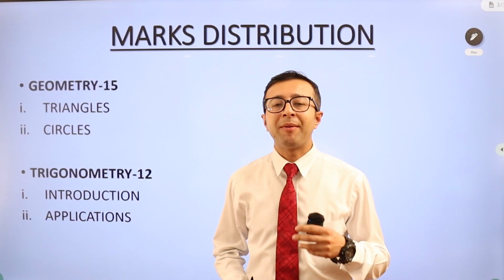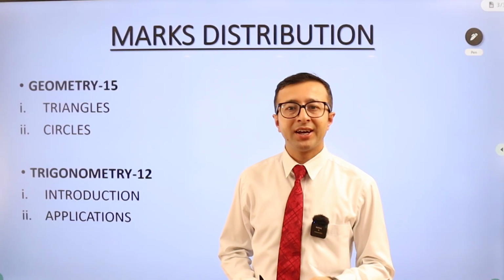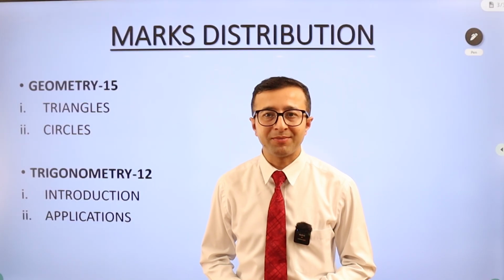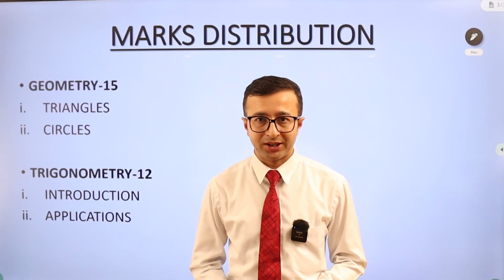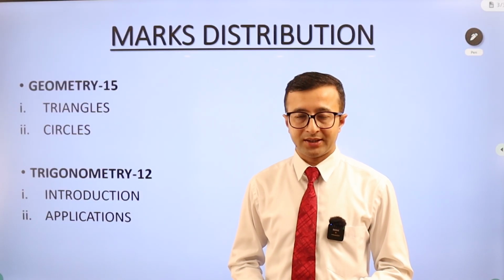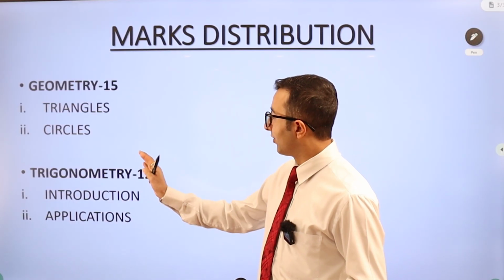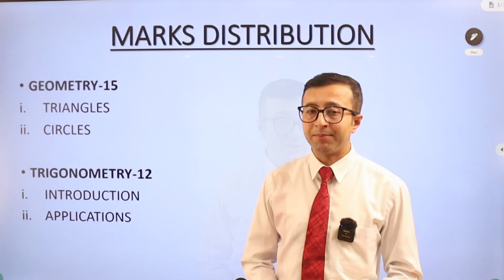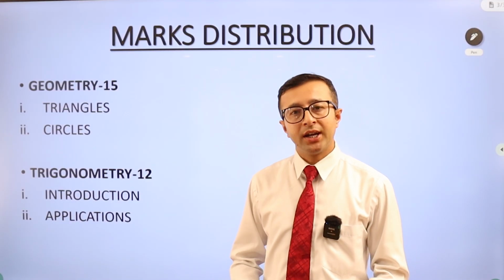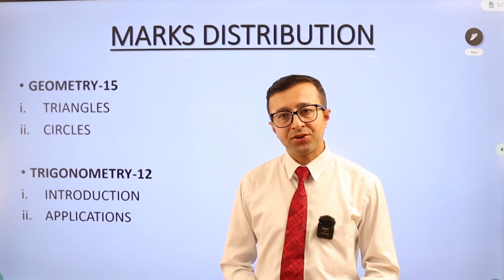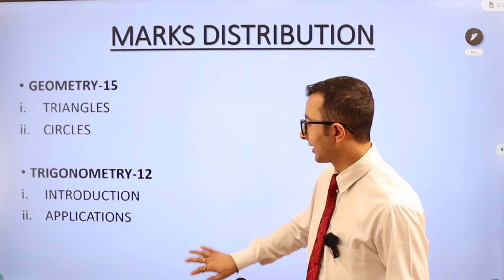Next, geometry used to have only 2 chapters, that is triangles and circles, and these 2 chapters will give us 15 marks altogether. After that we have another section, that is trigonometry, which is new in class 10 and has not been introduced in class 9. It carries 12 marks. We will be having 2 chapters there, introduction to trigonometry and applications of trigonometry. Usually we say that that is height and distance.